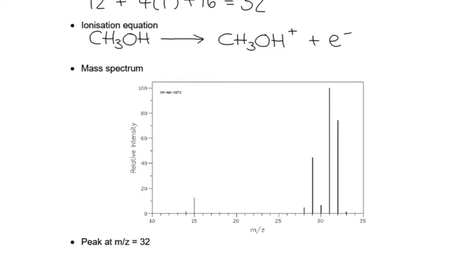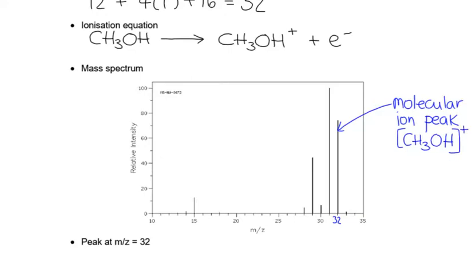Now, we know from our adding up that the MR is 32, and here's 32. So this peak here is the peak due to the whole compound, and we call that the molecular ion peak. It's the peak due to the whole molecule as an ion. In this case, our molecular ion was the whole of that CH3OH with the plus. The M over Z of this peak is equal to the MR of the compound. That's our molecular ion peak.